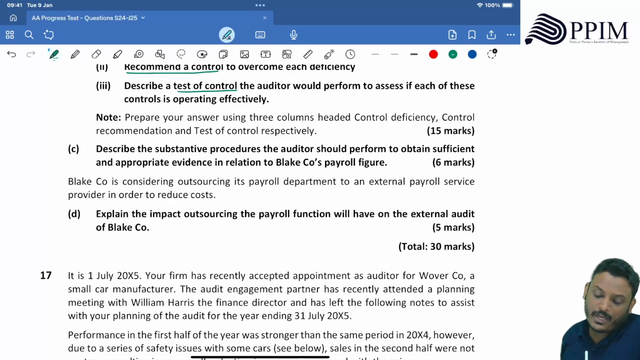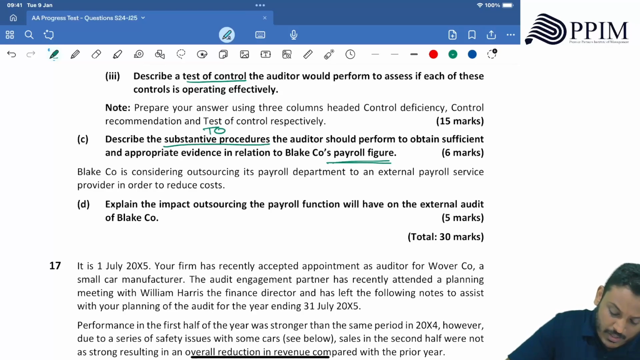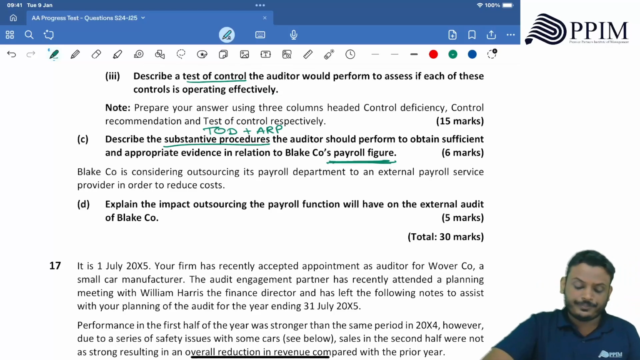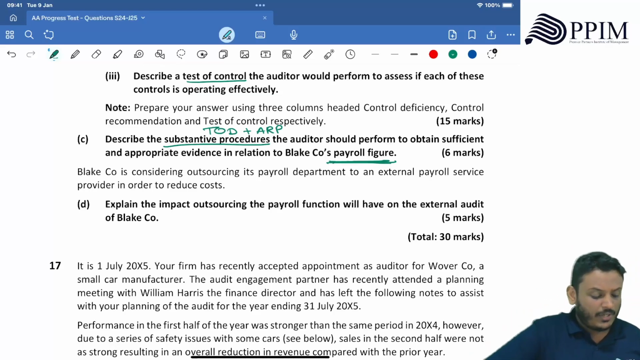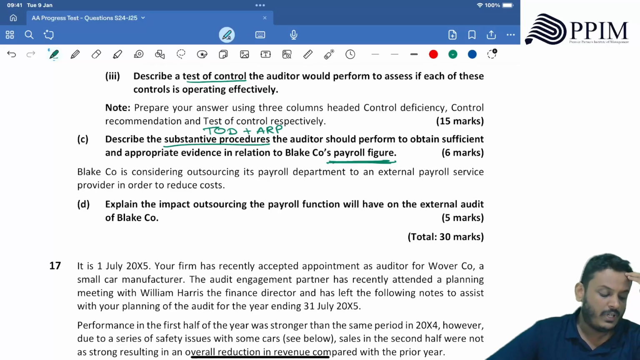Describe substantive procedures the auditor should perform over the payroll figure. So here the question is very straightforward, right? They ask us to write down substantive procedures. Therefore, you can write tests of detail and analytical review procedures over what figure? A payroll figure, right? So I'll share the answer scheme with you. Then you can see. So here you can write test of detail and ARP.